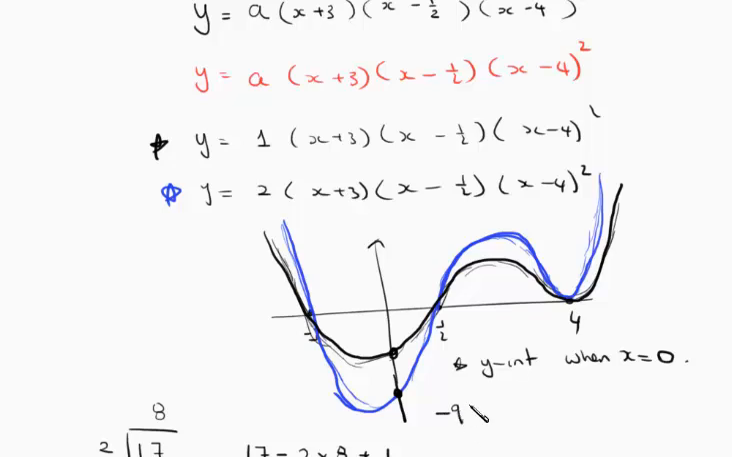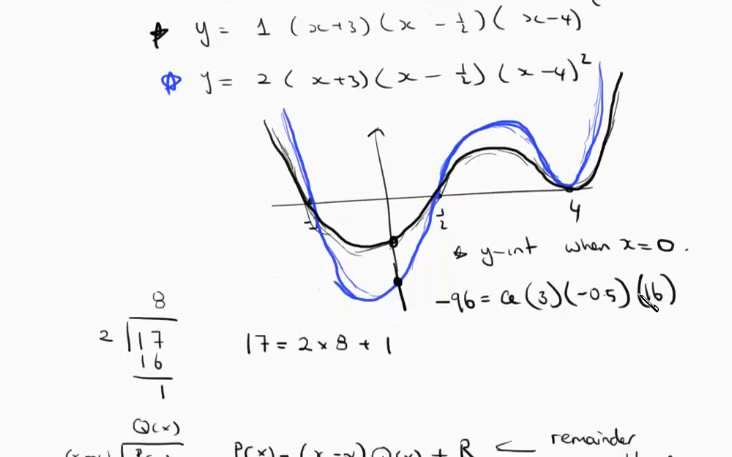So negative 96 equals a, and then x is 0. So this is a(3)(minus 0.5) and negative 4 squared, but square is positive, so that's 16. Negative 96 equals a times this. Well, what's half of 16? This times this is 8. Negative 8 times 3 is negative 24. So if we divide by this, then you get a equals 4. And indeed it was a positive value, because both ends go to positive infinity. So a must be 4.